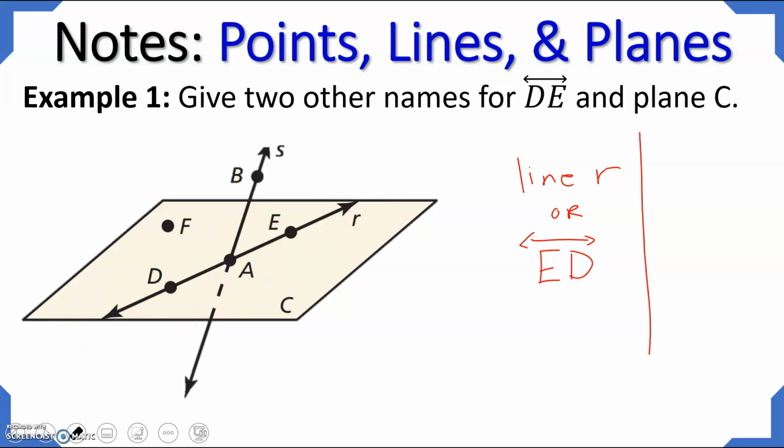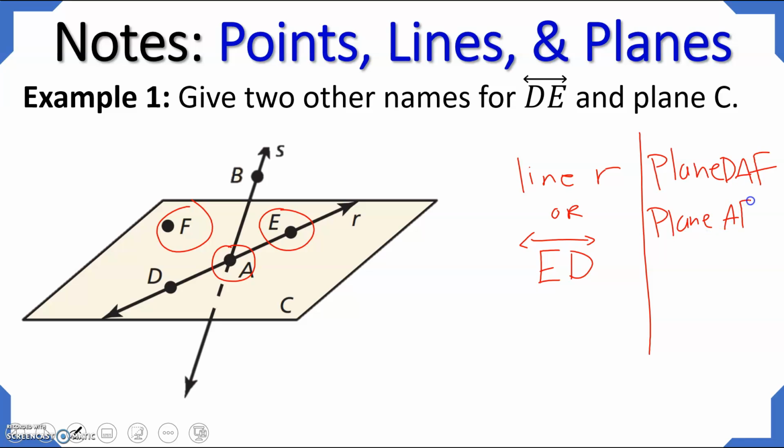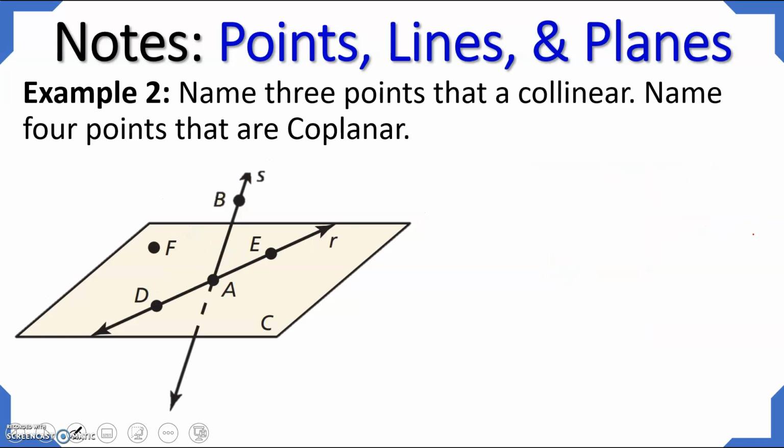Now, 2 other names for plane C would be any 3 points along the plane. So if we take a look at this plane, we can pick any 3 points as long as they're not on the same line. So D, A, and F can name plane C. So we can call this plane D, A, F. We can also call this plane A, E, F. So once again, any 3 points can name the plane.